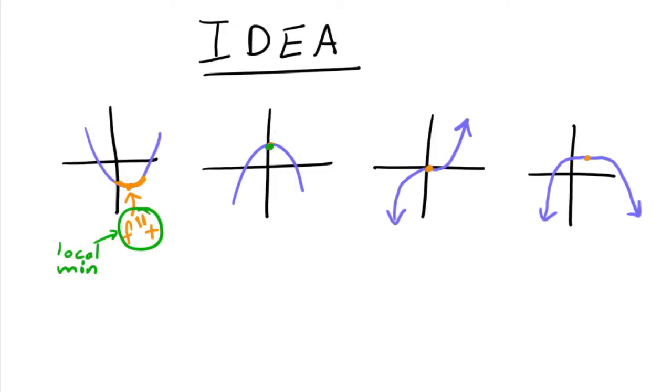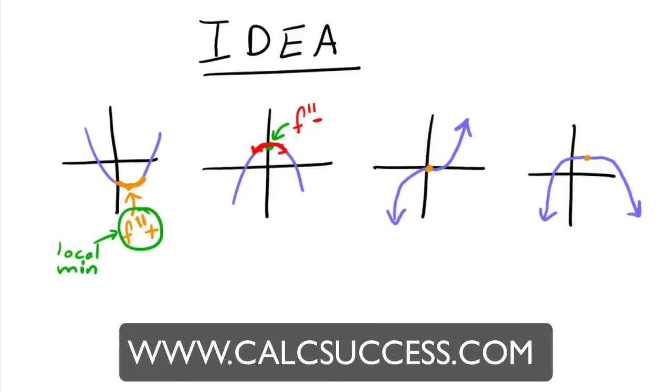Now, the same thing applies for this point, for example, because you have another critical point, and the second derivative here is negative because it's concave down. And so when the second derivative is negative at a critical point, then you would have a local maximum. Okay, so sounds simple, right?